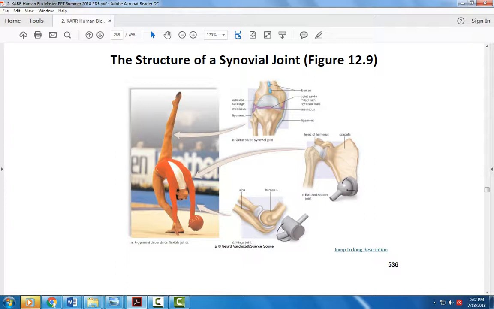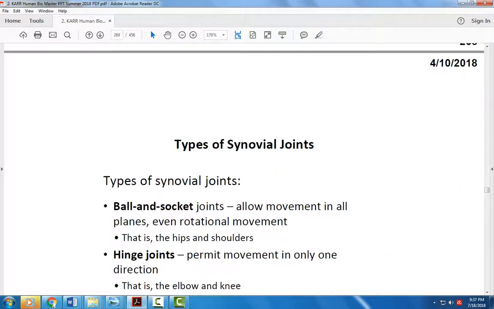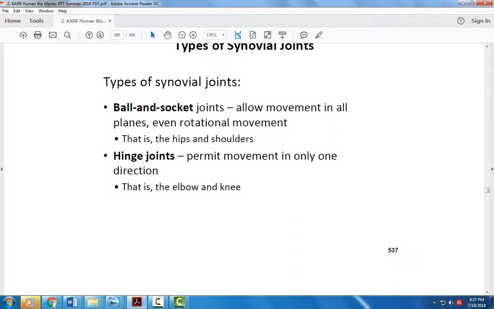When we look at the elbow, it only allows for an up and down motion. The rounded head of the radius here, though, does allow for movement of just the lower arm, for example, if you're turning a doorknob. So again, rotational movement is a ball and socket joint. Hinge movement is just an up and down, so the elbow and the knee are good examples of that.